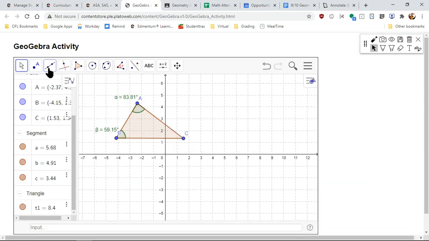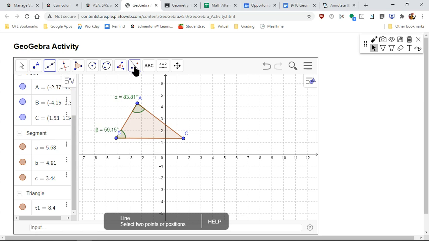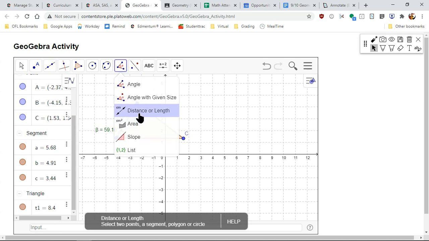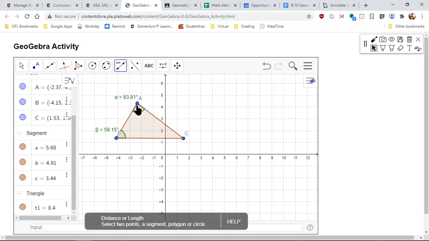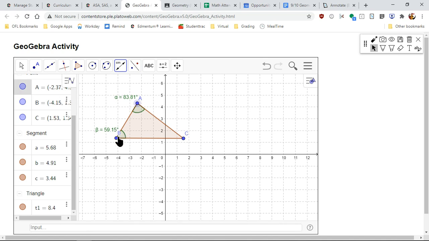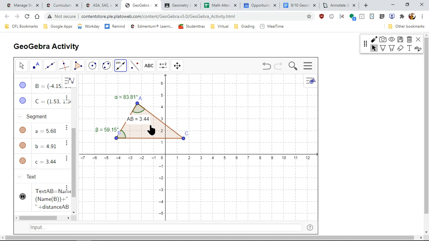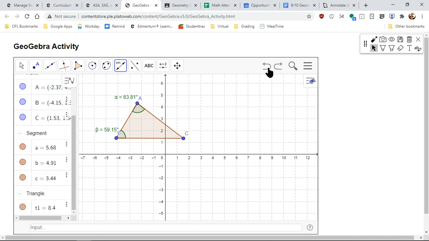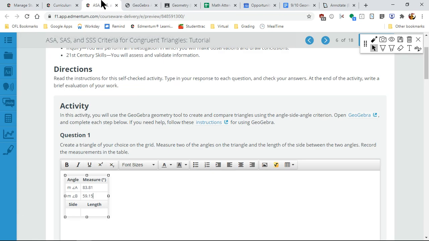And we want the line segment. So what we would do is go to our measuring tools, distance or length. You could click A and B, and that'll give you that. Or you can literally just click the line and it knows that you're asking about the line segment. So I'm going to put 3.44, and that's the side inside this.